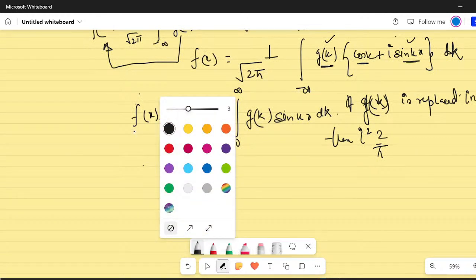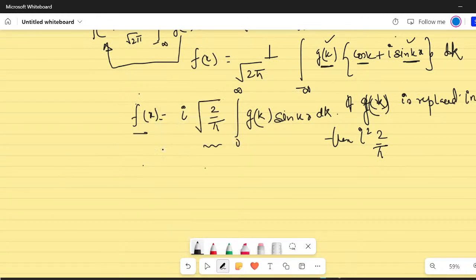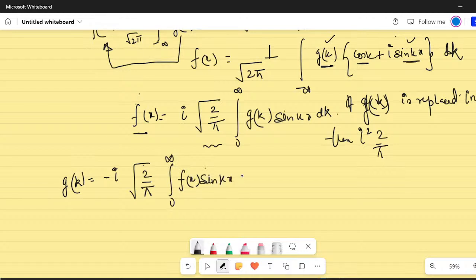Till now we know that this is my inverse Fourier transform. So my f of x, I know this. And what was g of k? If you remember, g of k was simply minus iota, root over 2 upon pi, integral from 0 to infinity of f of x sine of kx dx.